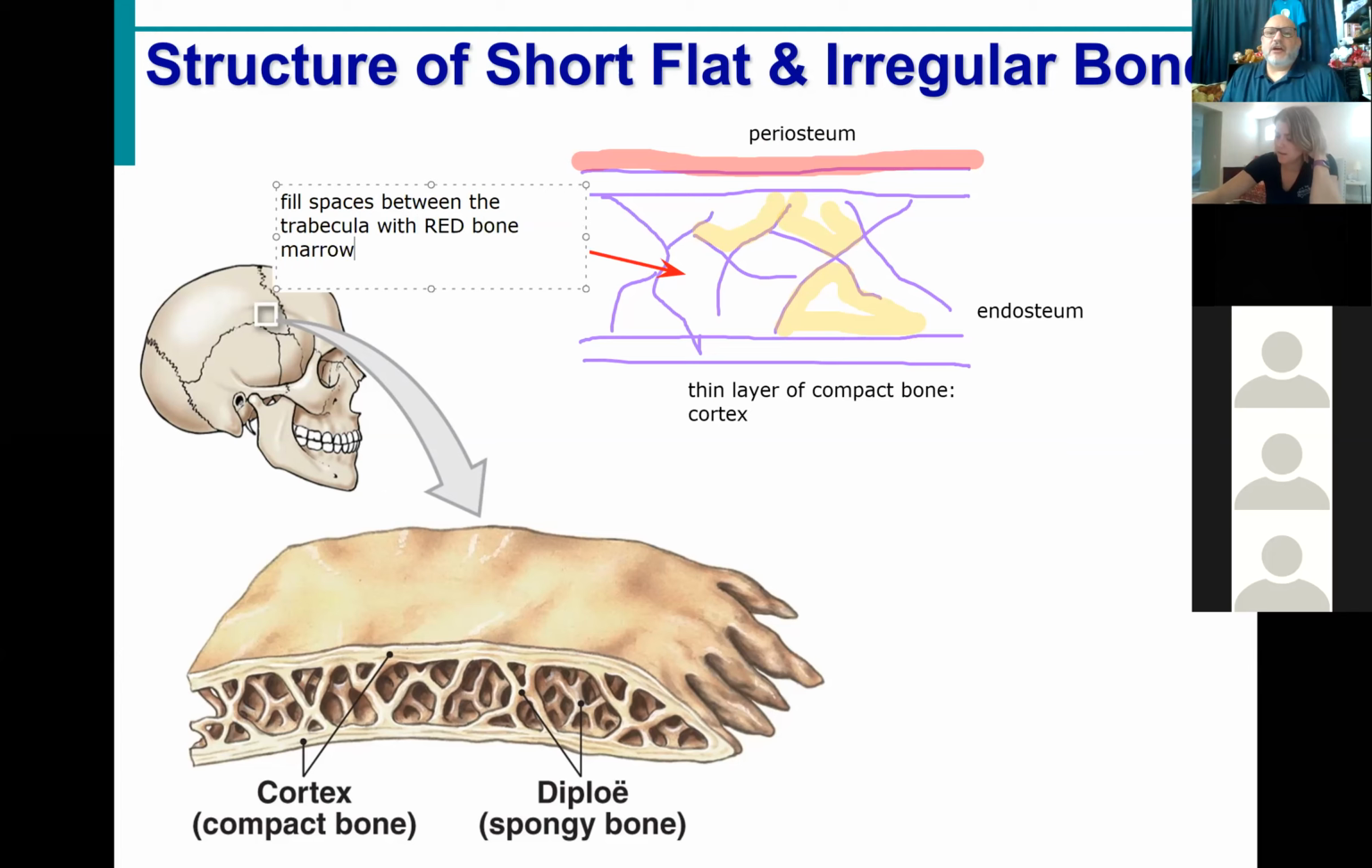Typically our short, flat, and irregular bones have red bone marrow for your entire life. Now, are there some larger of these that over time a little bit of yellow bone marrow may form in there? Yes. Everything in this class is more complicated than we talk about. But for the most part, the sky is blue answer is the space inside is filled with red bone marrow.